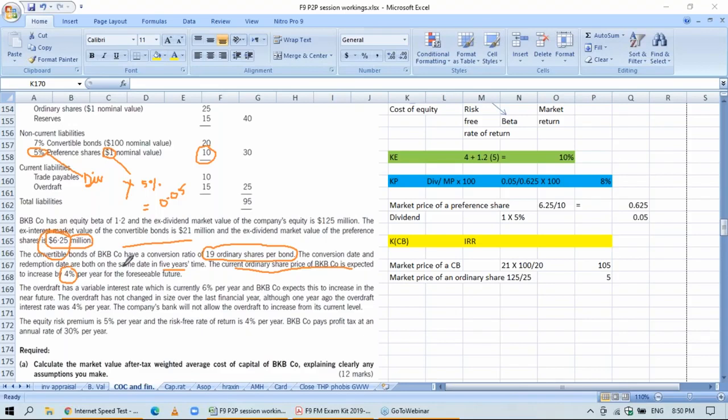In order to first know whether investors will be interested after 5 years in cash or in shares, we need to first calculate the market value. So that's why let's calculate the market price of an ordinary share in 5 years time.